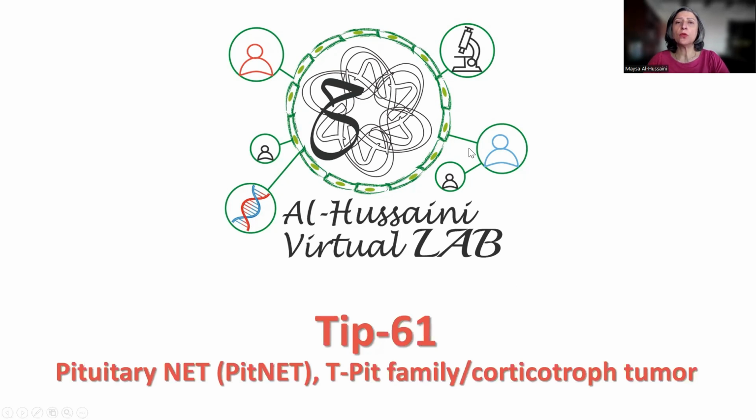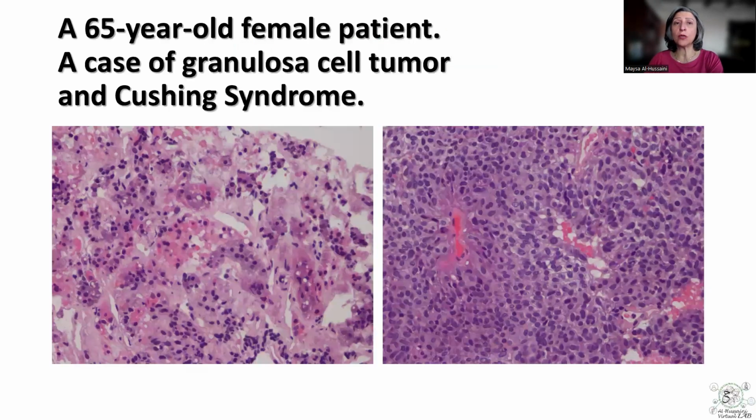I'm going to share with you today a nice case of pituitary neuroendocrine tumor, PitNET, what has been formerly known as pituitary adenoma of the TPIT family, corticotroph secreting tumor. So this is a case of a 65-year-old female patient who is known to have a granulosa cell tumor and Cushing syndrome, and was found to have a pituitary mass that was excised through a transsphenoidal approach.